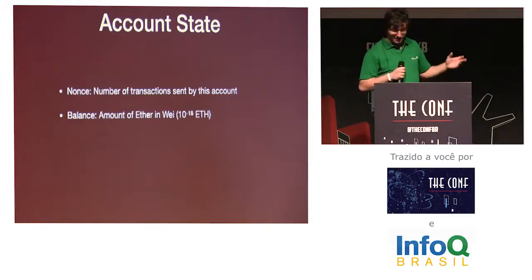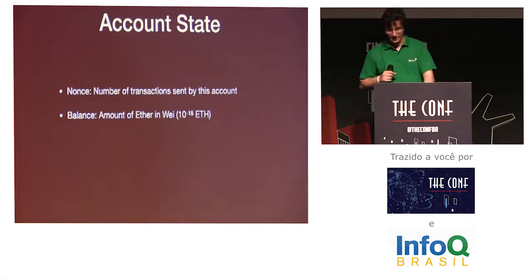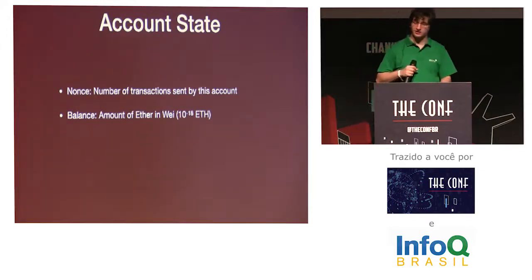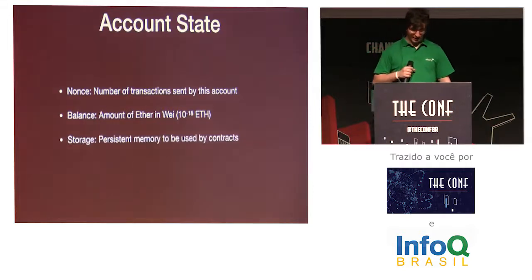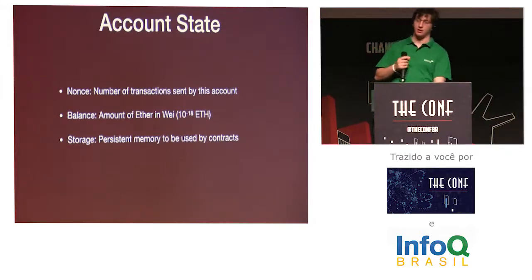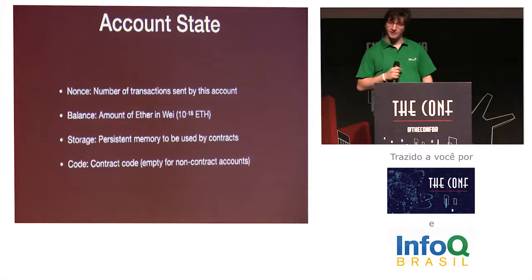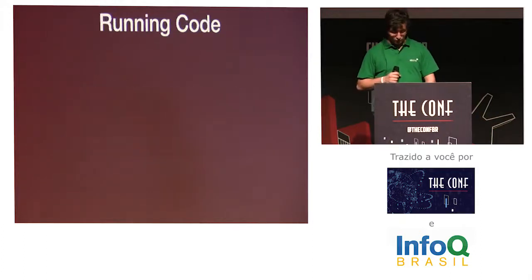And we also have the balance. The balance is basically the amount of Ether stored in wei, which is 10 to the minus 18 Ether. It's an integer. And we also have storage, which is basically a persistent memory for all the accounts. And that's something that we need when we create a computer. And we also have some code that can be run when it receives a message, and it can be empty for normal accounts.